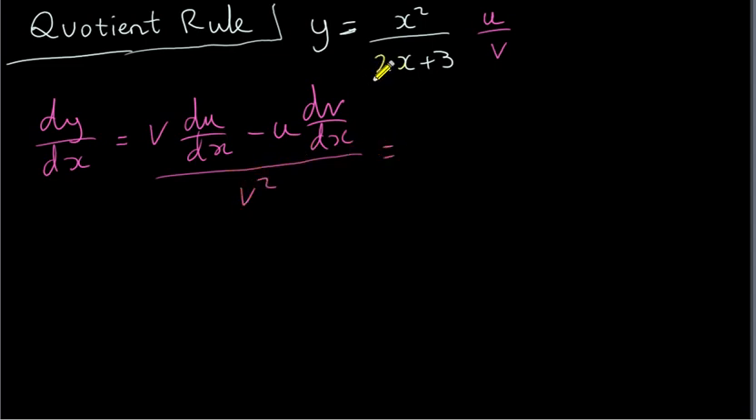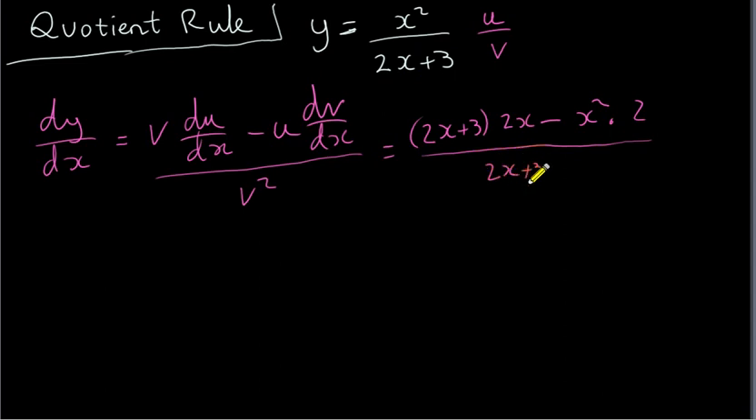So if we want to apply it here, we see that v is 2x plus 3, and we multiply by du dx. We differentiate x squared with respect to x, that gives 2x. Then we have a minus sign. Then we have u, which is the numerator, x squared, times the derivative of the denominator, dv dx is 2. And all of this is divided by v squared.